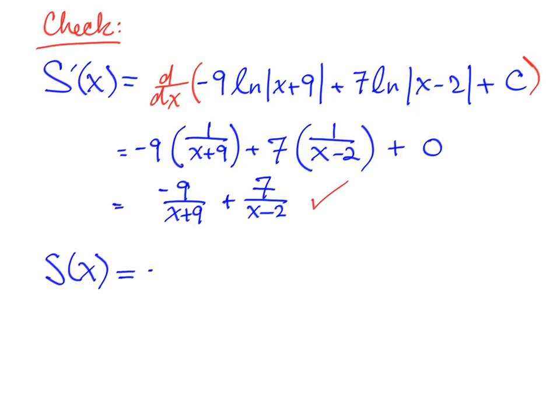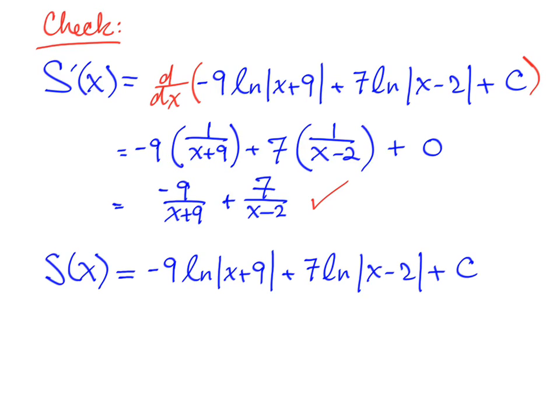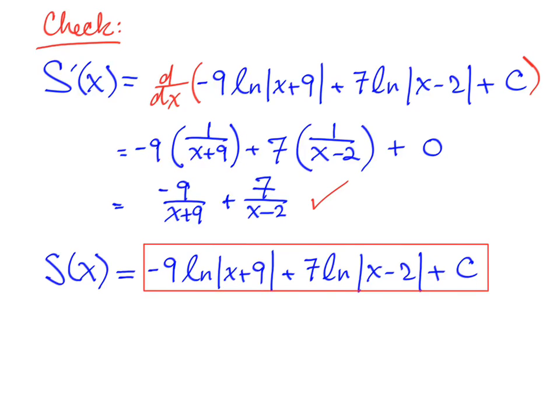So what we're going to enter in Newton is negative 9 times the natural log of the absolute value of x plus 9, plus 7 times the natural log of the absolute value of x minus 2, plus c.